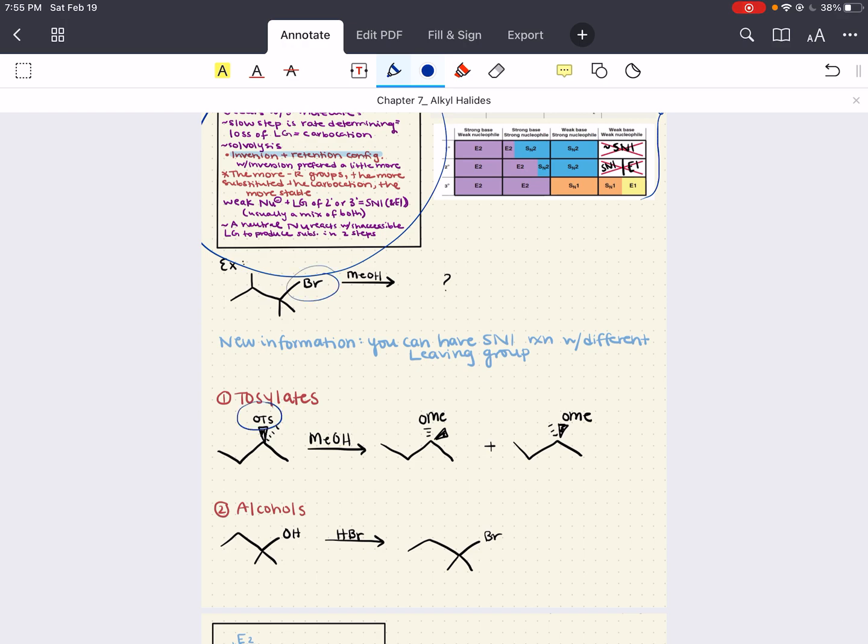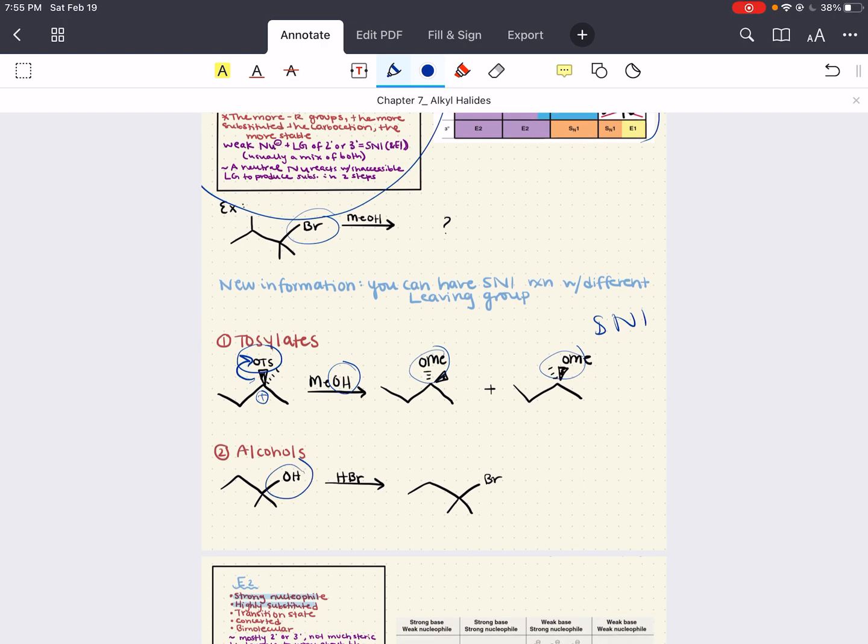If we have a tosylate group, this tosylate group can leave. We can form a carbocation, and then our methoxide can come in and attack, and we can have our racemic mixture where we substitute the tosylate with methoxide through an SN1 reaction. So again, we can have SN1 reactions with different leaving groups. It does not need to just be alkyl halides. It can also be an alcohol group. But always with alcohol groups, your first step is you have to protonate it, turn it into water, and then it leaves, and your nucleophile will attack and add itself in.